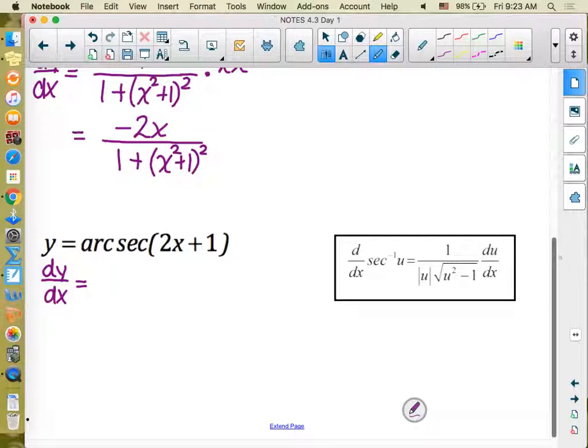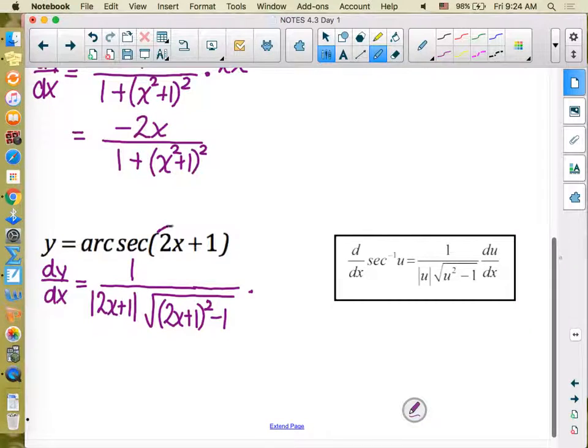So dy/dx, the formula for it is going to be 1 divided by the absolute value of our u expression, times the square root of our u expression squared minus 1, multiplied by whatever our u expression's derivative is.